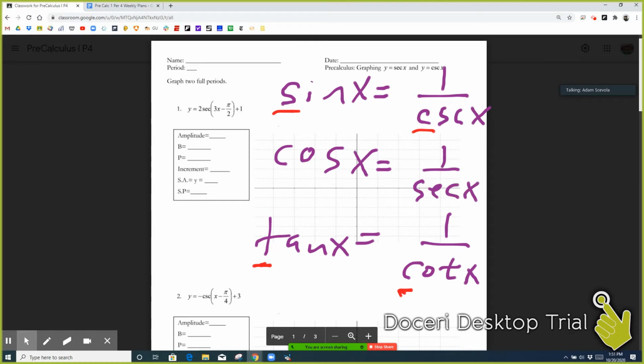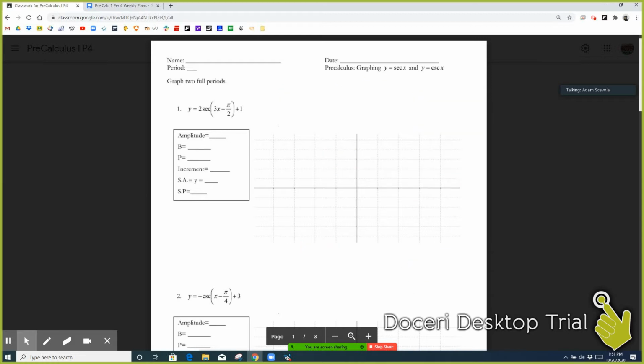So when we graph cosecant, we're going to set it up just like sine. And when we graph secant, we're going to set it up just like cosine. And then the last step is the only thing that's different. So let's set this up like we're graphing sine, or cosine rather.